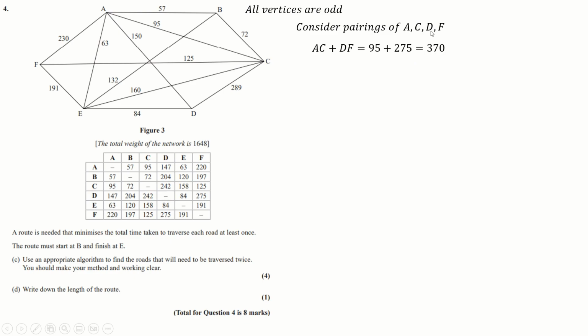Or we could pair up A and D and C and F, and that's lesser. Or we could pair up A and F and C and D, and that's a bit bigger. So this is the kind of pairing that we're going to want to use twice, because it's the minimal one.